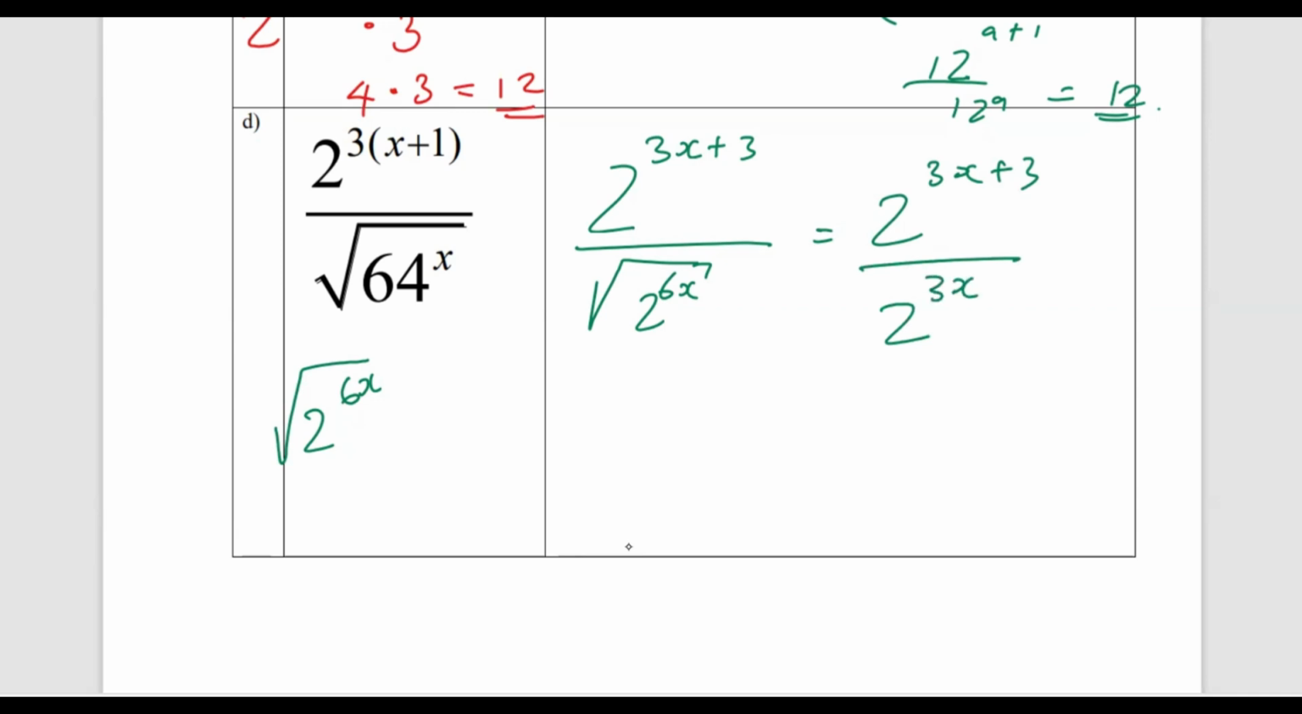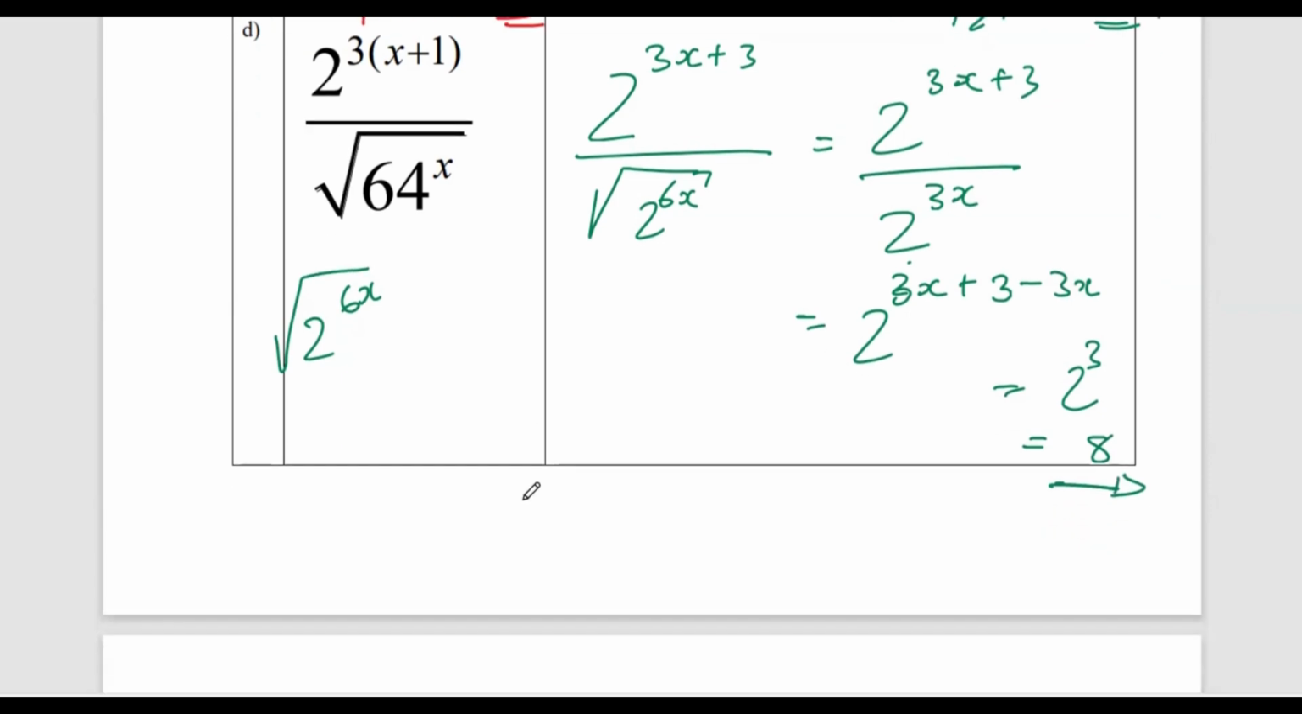And then we subtract. The bases are the same, do the subtraction. So it's 2 to the 3x plus 3 minus 3x. We're left with just 2 to the 3, which gives us 8. This is more or less the long way, okay? Someone will say, now, what is the short way? The short way would have been to, but it's fine. Let's go with this one. I don't want to confuse people.